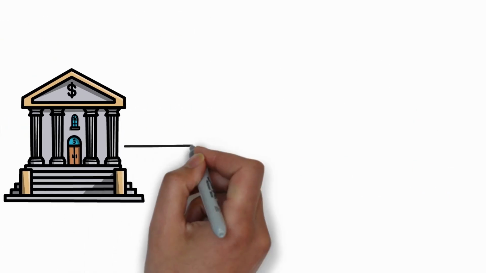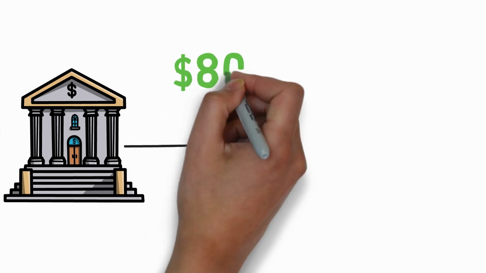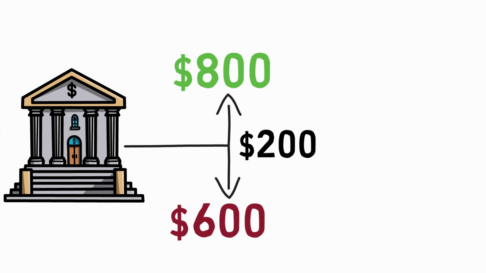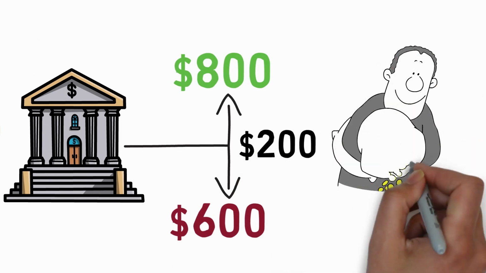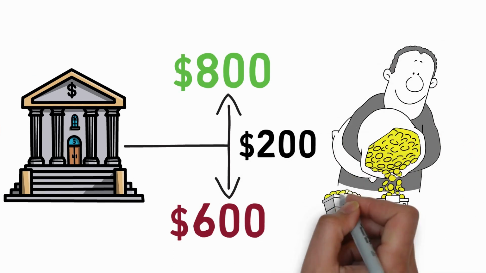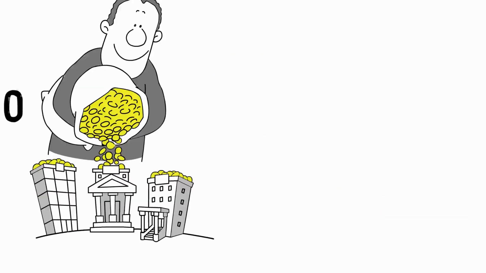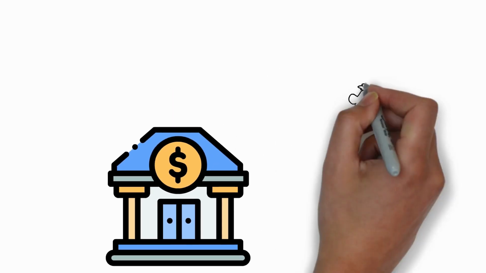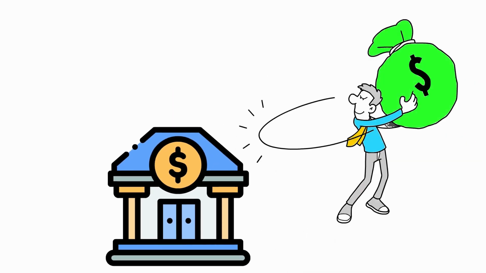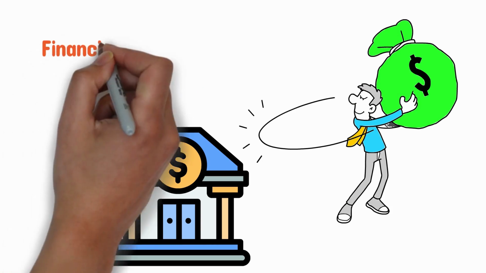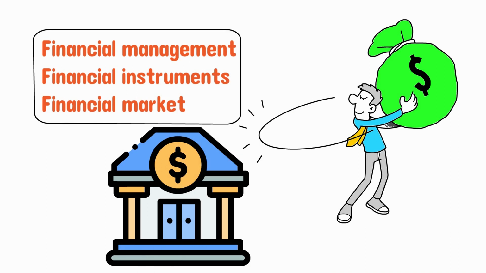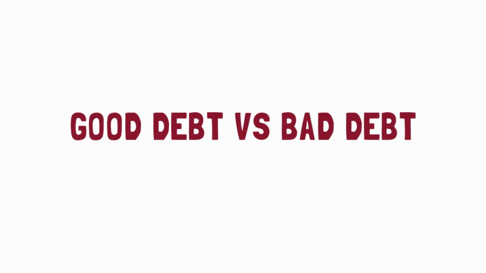From these two transactions, you can see that the bank makes $800 but loses $600, leaving them a net gain of $200. This is how gigantic financial institutions are built, easily generating billions of dollars in revenue. Therefore, if banks can profit by lending out other people's money, so can people like you and me. A basic understanding of financial management, financial instruments, and the financial market when one plans to conduct business is all that is necessary.